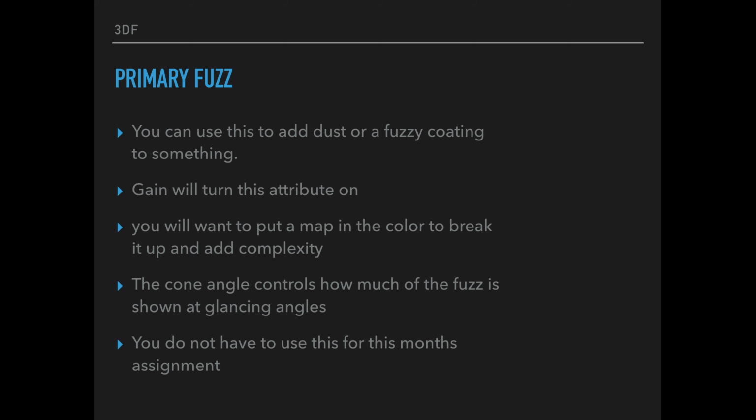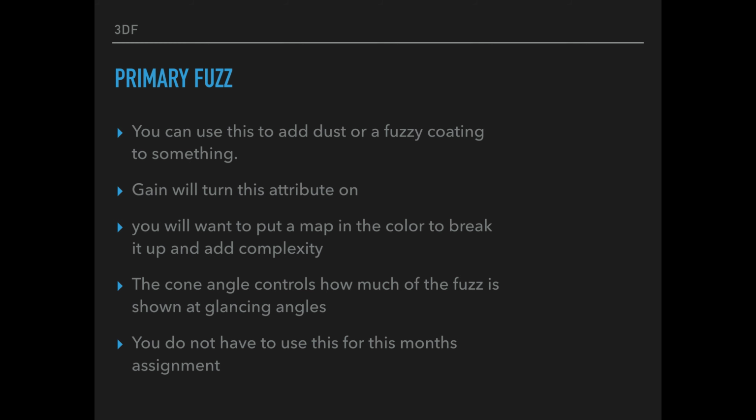So primary fuzz is a great way that you can add dust or a fuzzy coating for things. For characters, I use this for peach fuzz. If you look at your face, the light at certain angles will catch just those little soft, fine hairs that are on our face and nose and back and other areas. So you can use this to fake that, as well as dust on a surface, anything you want, just a haze over it.